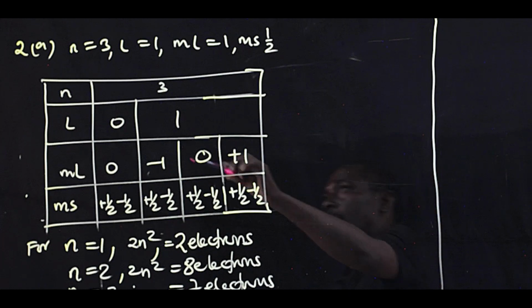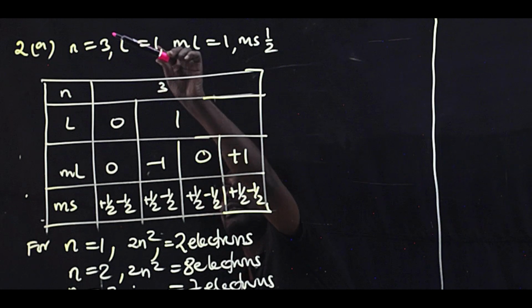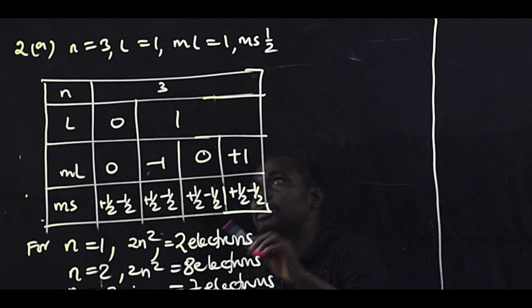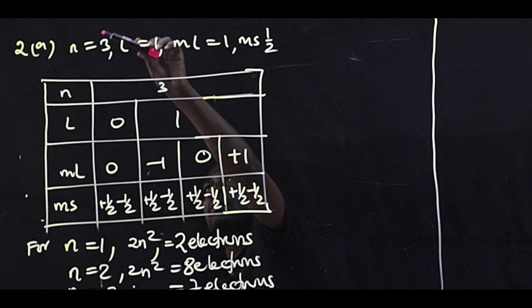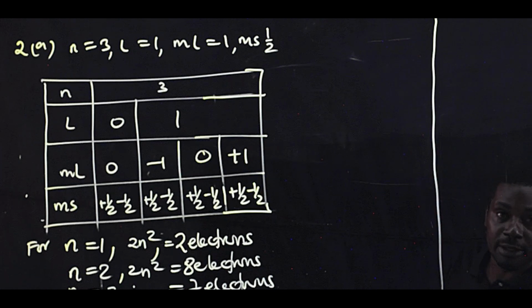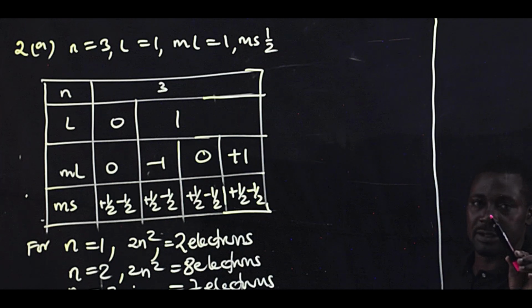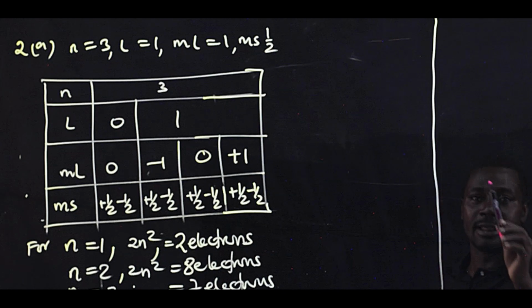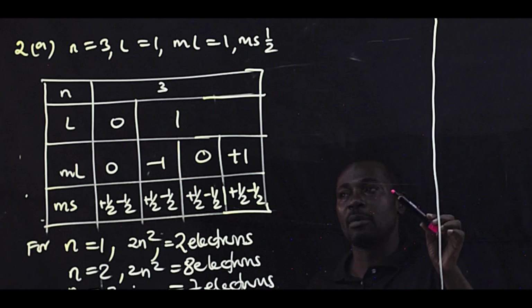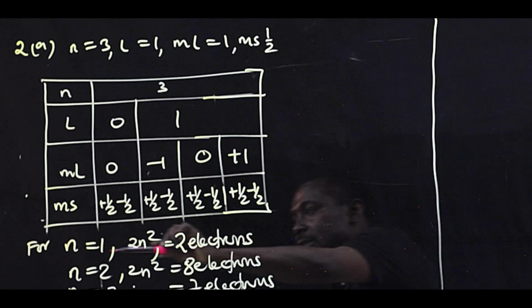So n is equal to 3 means that the last electron occurs in shell number 3. So electrons cannot be filled in an atom starting with shell number 3. No, electrons must be filled first in the first shell, second shell, then in the third shell. So let me find the total number of electrons in the first shell, the number in the second shell, and the total number in the third shell.